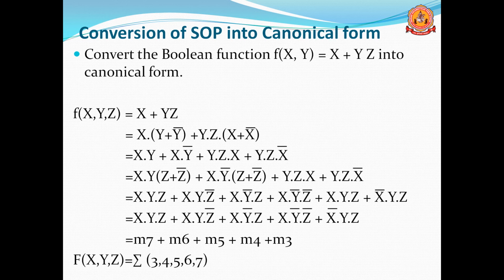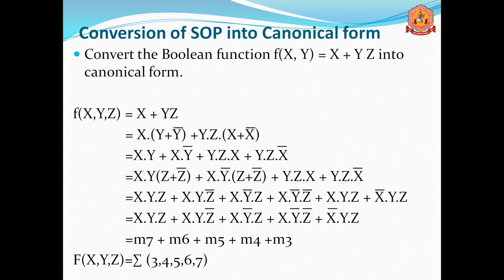Z is missing, and the remaining terms I wrote the same. Then once again I multiplied. It will be x dot y dot z, x dot y dot z dash, x dot y dash dot z, x dot y dash dot z dash. Then x y z, then x dash y z. So the terms I wrote like that. The first one is m7, second m6, next m5, m4 and m3. Duplicate terms are there: x y z appears two times in the fourth line. So one we can remove, and write it only once. So m7, m6, m5, m4 and m3.